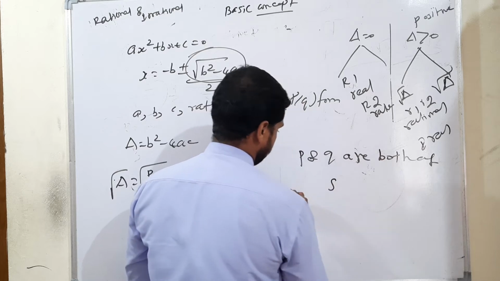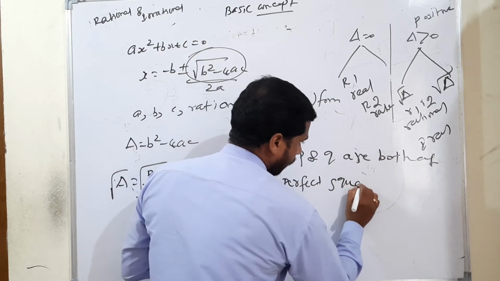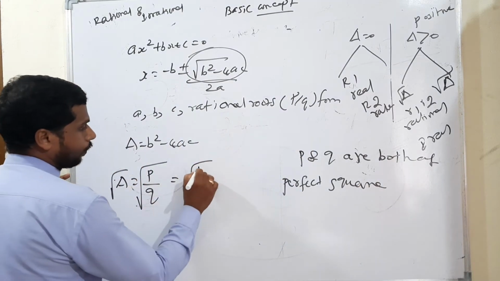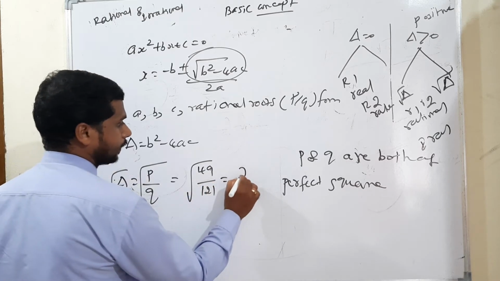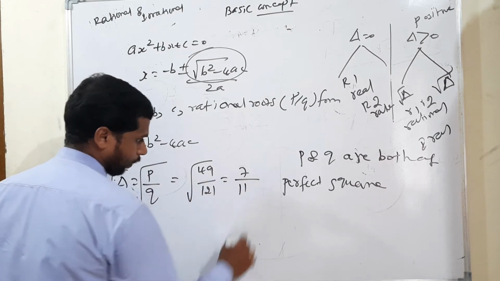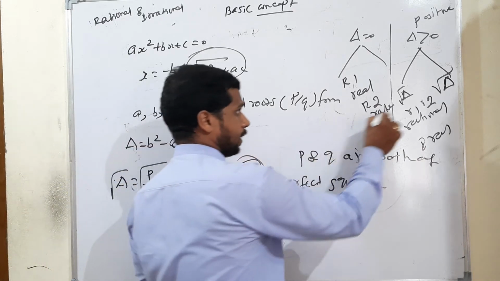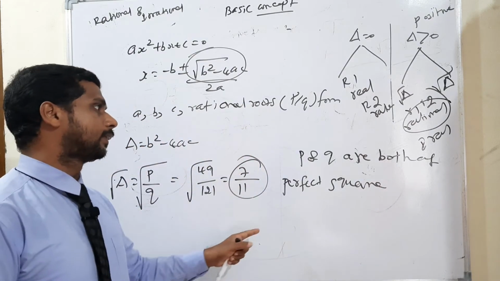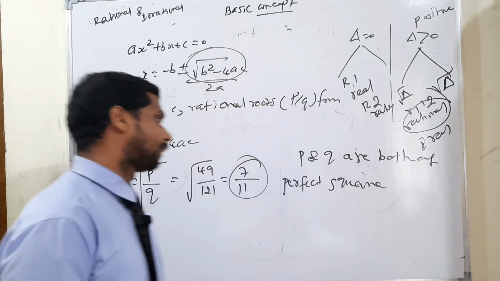See, if root p/q is equal to root of 49 divided by 121, look at this: this is the perfect square of 7, this is the perfect square of 11. Now this is p/q. If it is p/q, what is the name? This is called rational. So now you can understand when Δ is a perfect square and greater than 0, the roots are rational. I am moving to irrational.